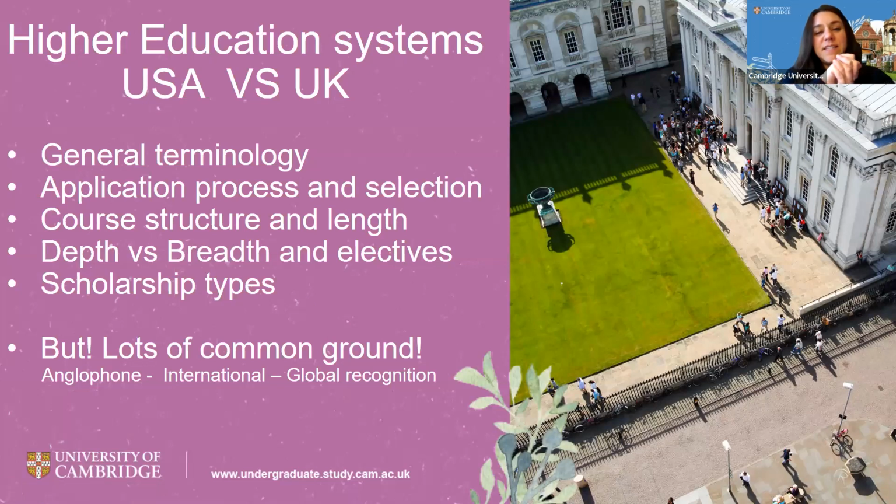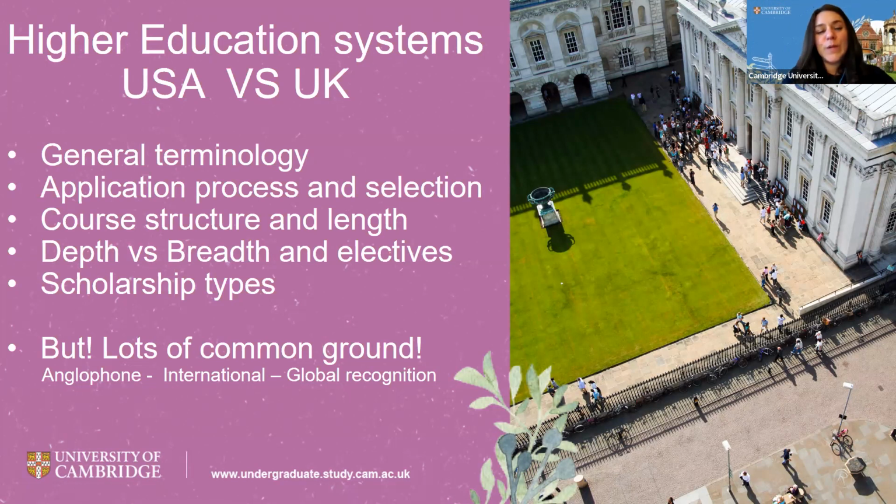I normally find this slide quite useful, especially for those students who might be thinking beyond the UK, who might be thinking about USA universities and UK universities. And I think it's really important to highlight the similarities, but also the differences between the two systems. One of the main differences between the USA higher education system and the UK education system is that the general terminology tends to be slightly different.